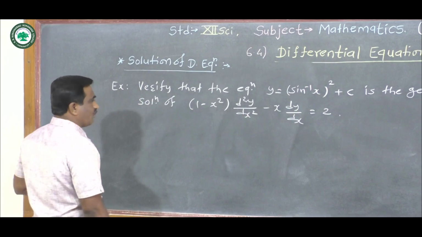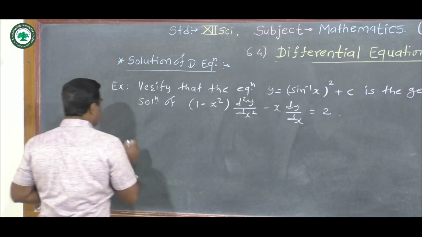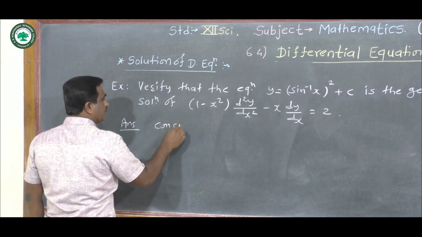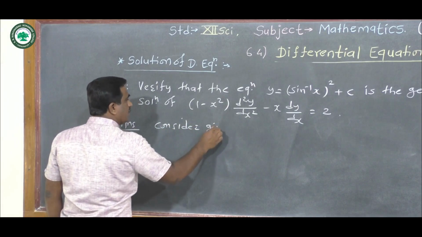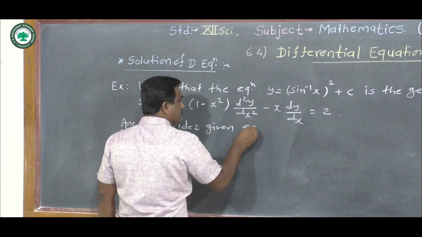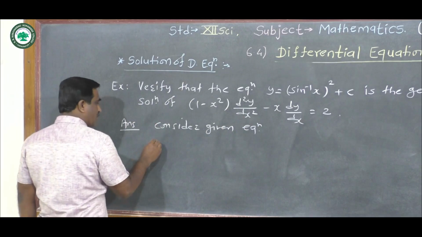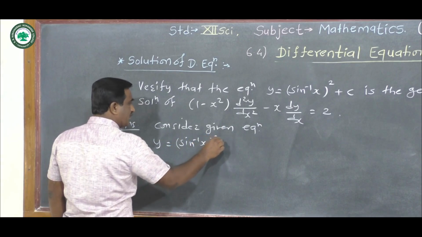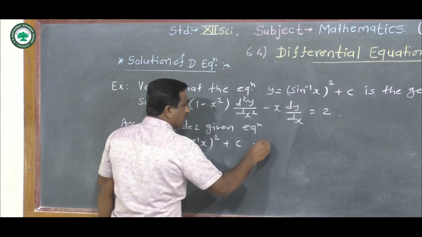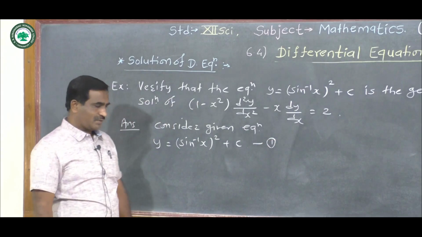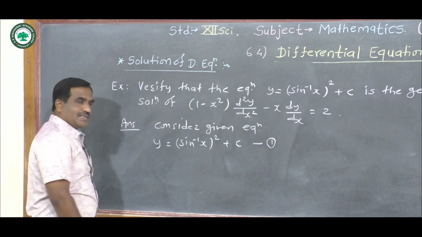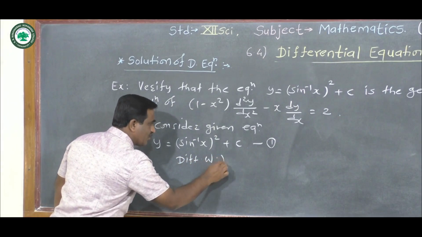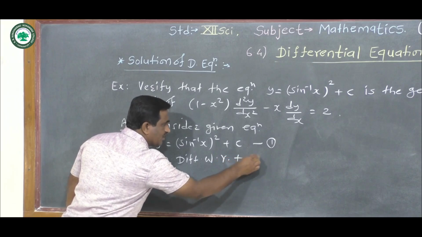Okay, now we first consider this relation. Answer for this: consider the given equation or relation, which is y equal to sin inverse x bracket square plus c. Say this as equation number first. Okay, differentiate this equation with respect to x.